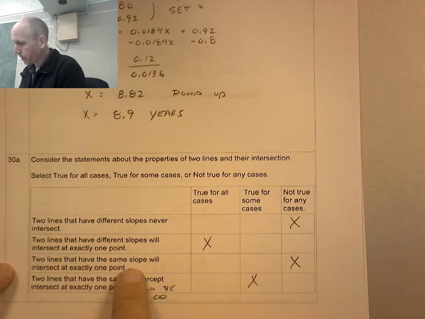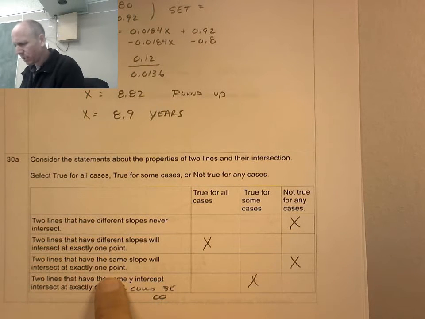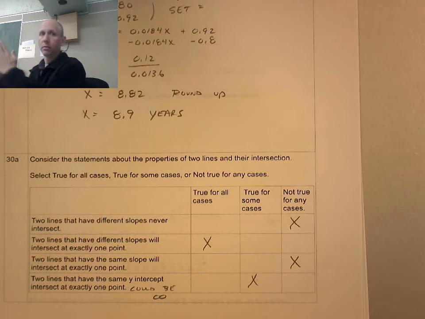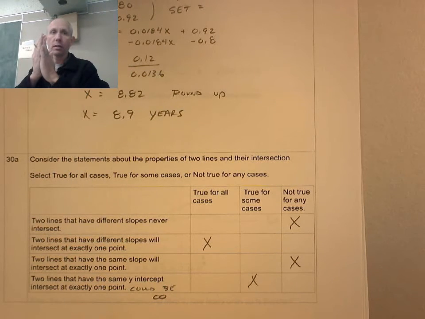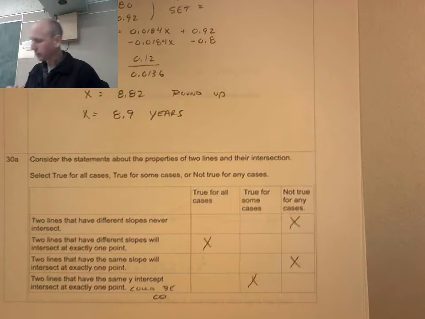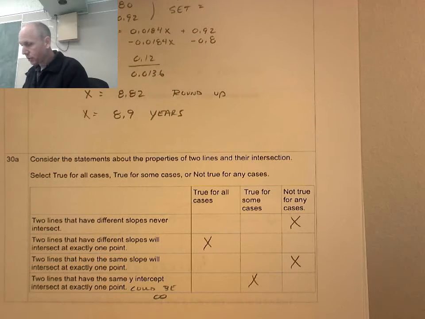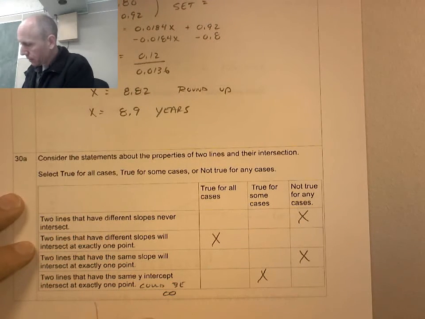2 lines that have the same slope will intersect at exactly 1 point. Now, same slope will either be parallel or coinciding. So that one's false. 2 lines that have the same y-intercept intersect at exactly 1 point. And the thing with that is, it's right here.